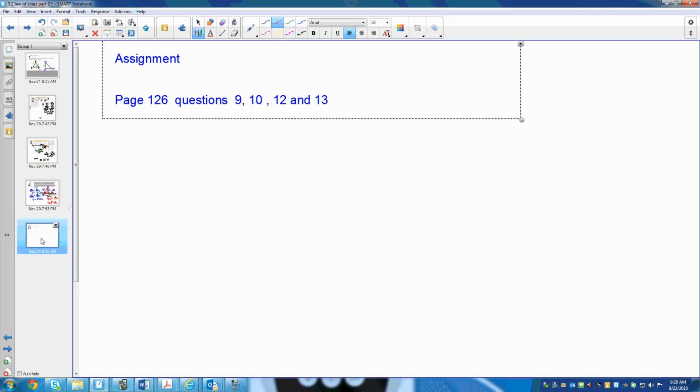Right? So your assignment is on page 126. There's 4 questions. Question 9, 10, 12, and 13. You're going to get a bell work tomorrow with an application question. If you finish early today, we're halfway through our second unit here. So I have a mid-unit review. So if you finish early today, you could work on the mid-unit review today and save you some homework tomorrow. Okay?